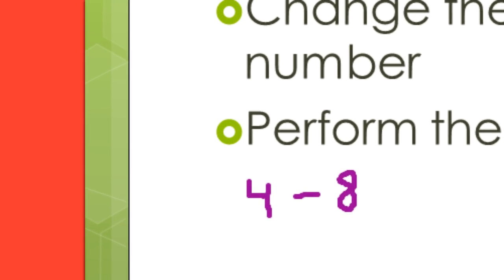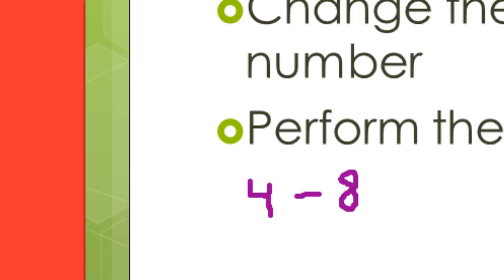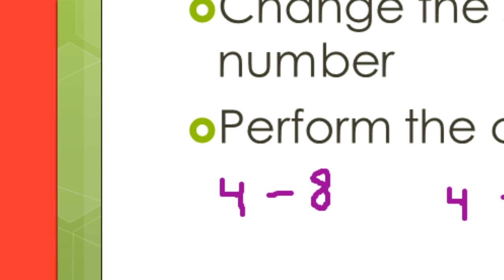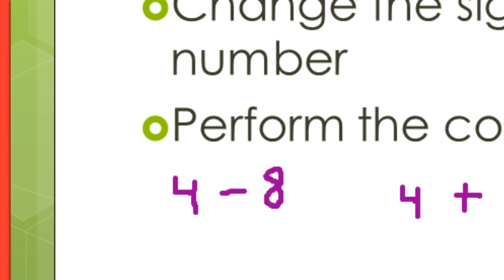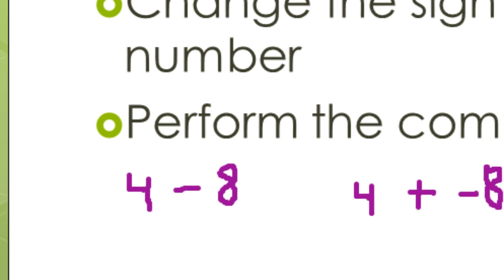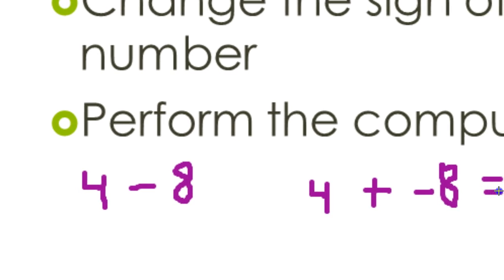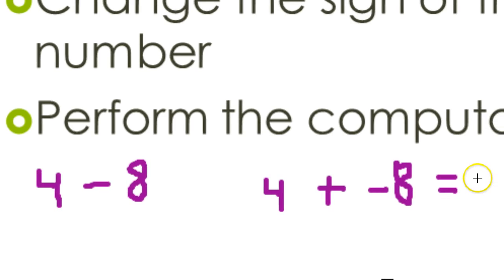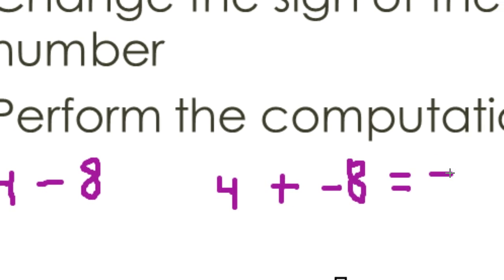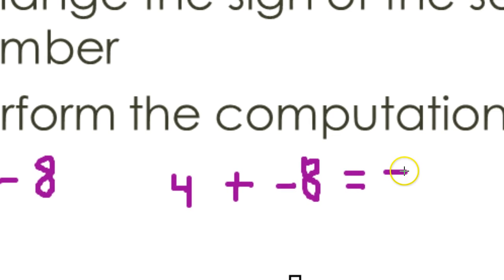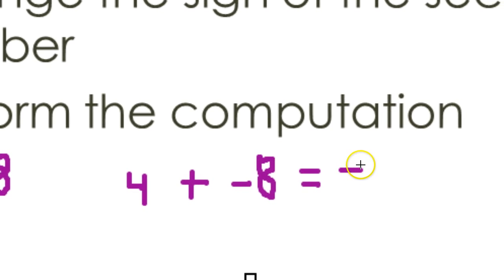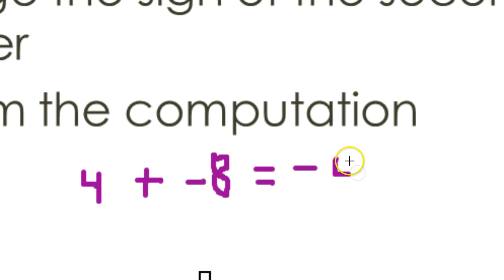I have a practice problem written here now. It says 4 minus 8. If I turn that to addition, I change my subtraction sign to addition. The 4 I leave alone. The sign on this 8 I need to change, so that is going to become a negative 8. Now, what has the larger absolute value? Which one is further from 0, 4 or 8? Well, the answer to that is 8. So my answer here is going to be negative, because the negative 8 is further from 0. 8 minus 4 is 4. So my answer, negative 4.